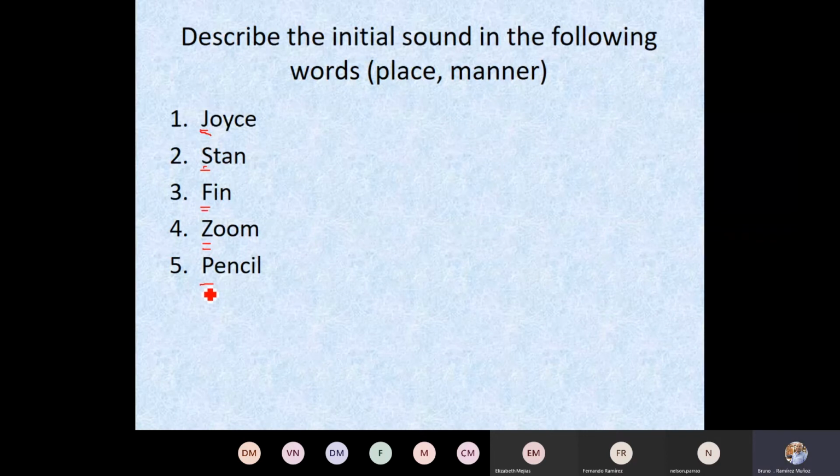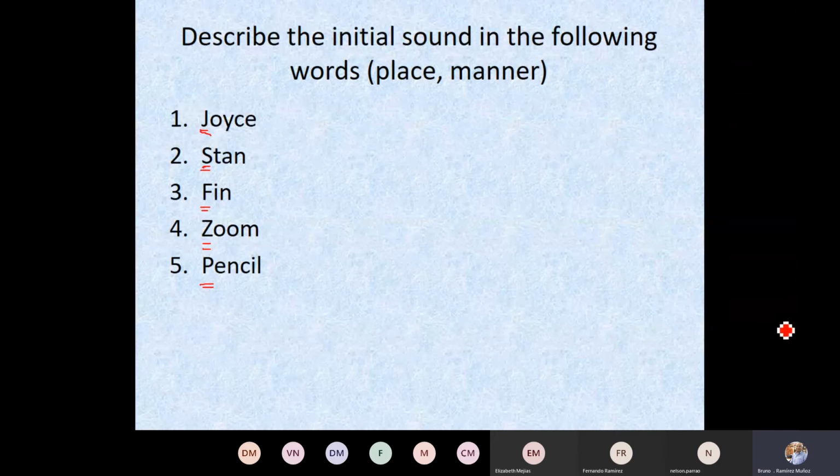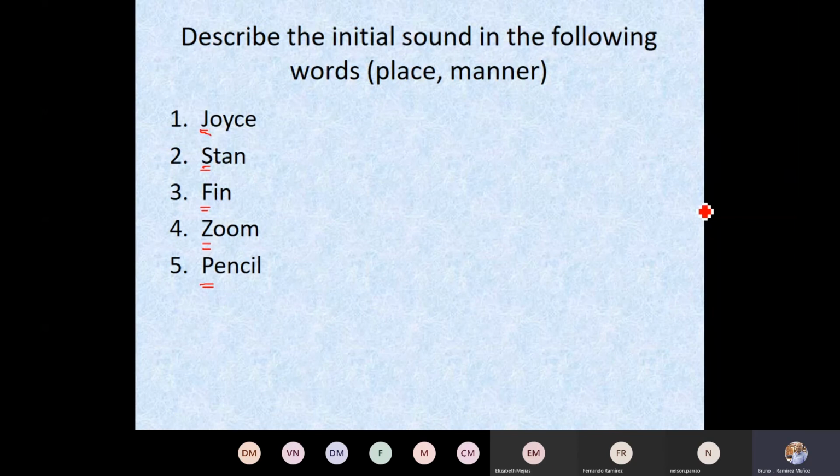Remember, say whatever comes to your mind. Don't filter. This is an exercise, all right? This is not evaluated. So, what do you think is the first sound of this word? Can you say it aloud, please?